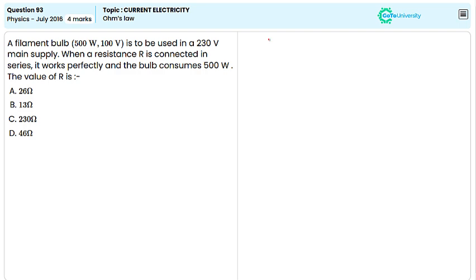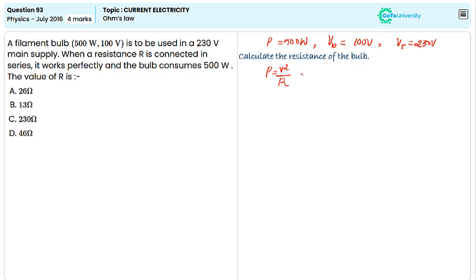Given the power of the bulb P is equal to 500 watts, the voltage across the bulb V bulb is equal to 100 volts, and the main supply voltage V total is equal to 230 volts. Let us calculate the resistance of the bulb using the formula for power. Using the formula for power, we have P is equal to V squared by R. Here we need to calculate R bulb, which is equal to V squared bulb by P.